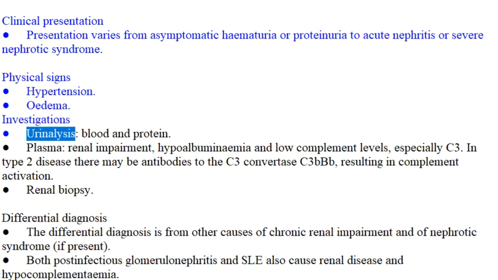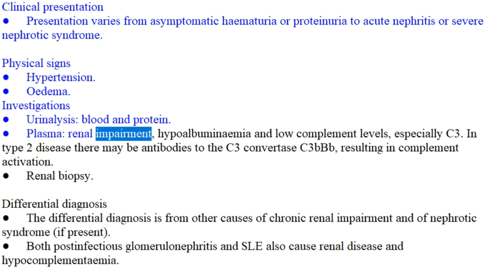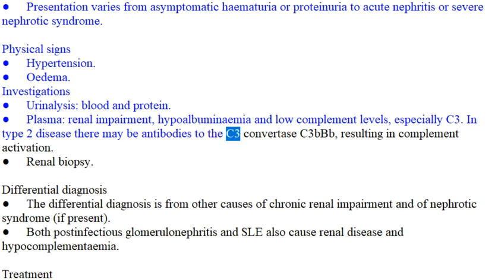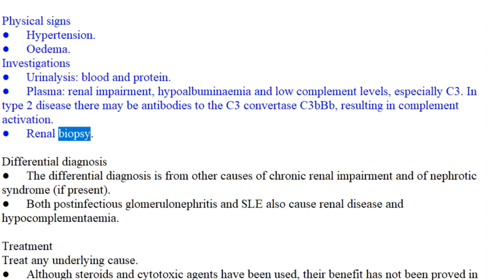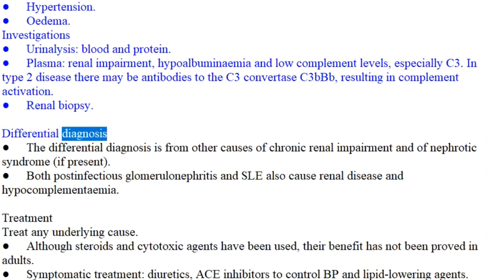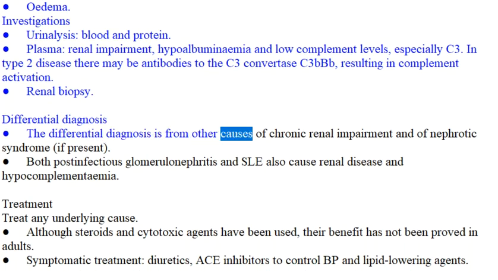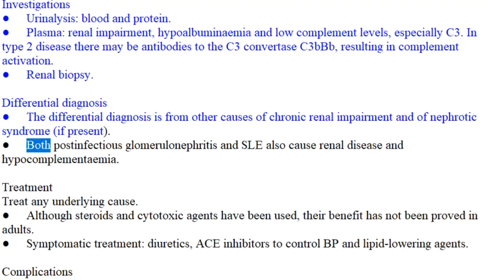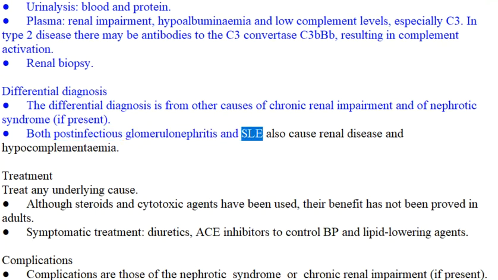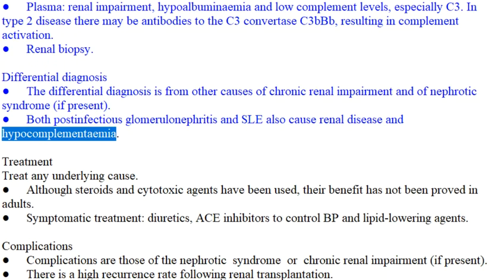Investigations. Urinalysis: blood and protein. Plasma: renal impairment, hypoalbuminemia and low complement levels, especially C3. In type 2 disease there may be antibodies to the C3 convertase C3bBb, resulting in complement activation. Renal biopsy. Differential diagnosis. The differential diagnosis is from other causes of chronic renal impairment and of nephrotic syndrome, if present. Both post-infectious glomerulonephritis and SLE also cause renal disease and hypocomplementemia.